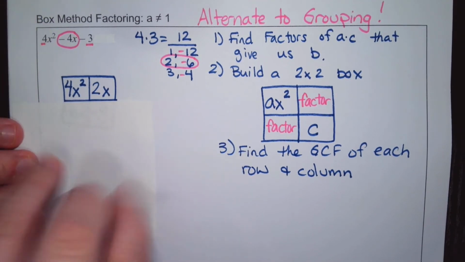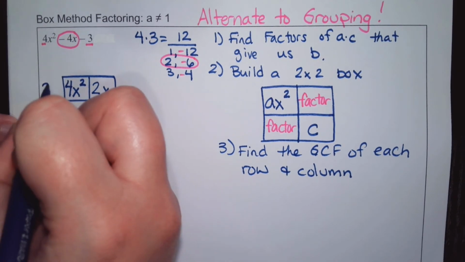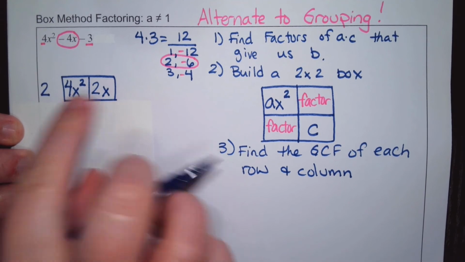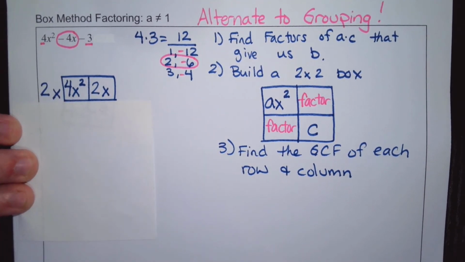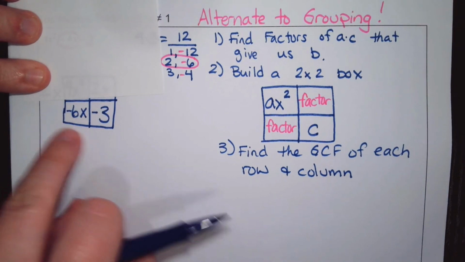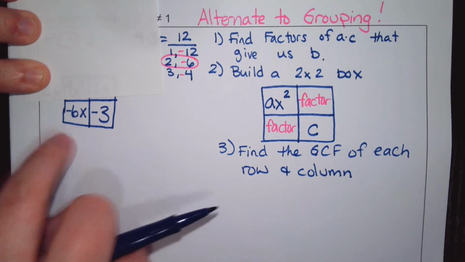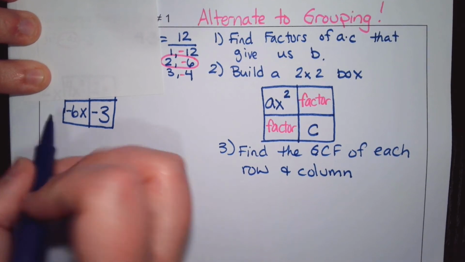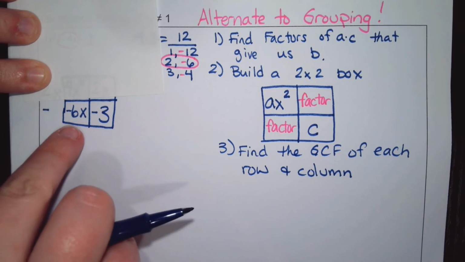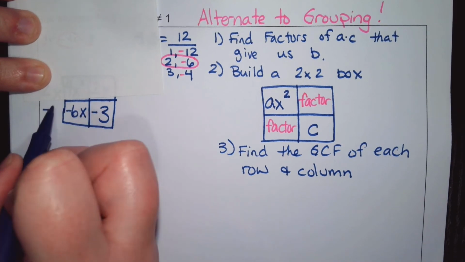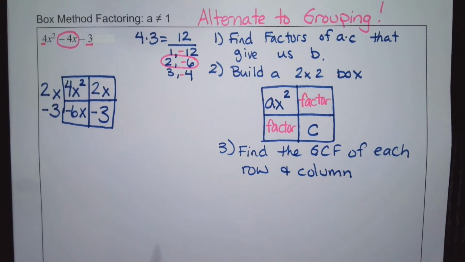Start with the numbers. What's the biggest number I can divide out of 4 and 2? 2. Both boxes have an X, so an X is going to come out. All right. Second row, -6x and -3. If it leads with a negative, we're taking a negative out. And then the largest number I can divide out of 6 and 3 is 3. So those are our rows.